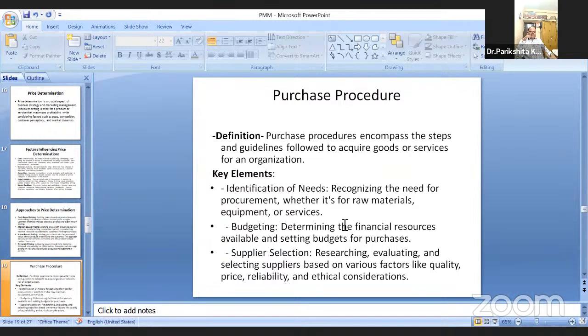Suppose you are doing a service. Suppose you have given a proposal. The purchase manager will verify either this product is required or not. He will evaluate. He will see maximum times.